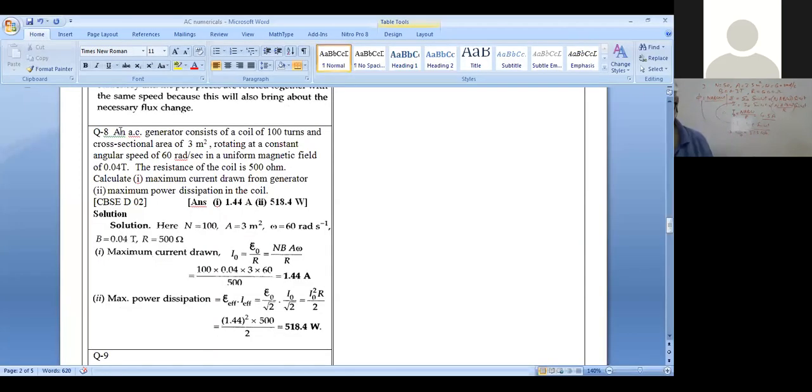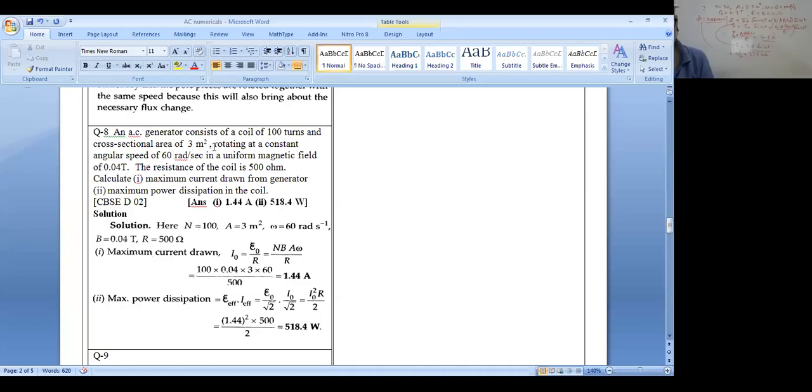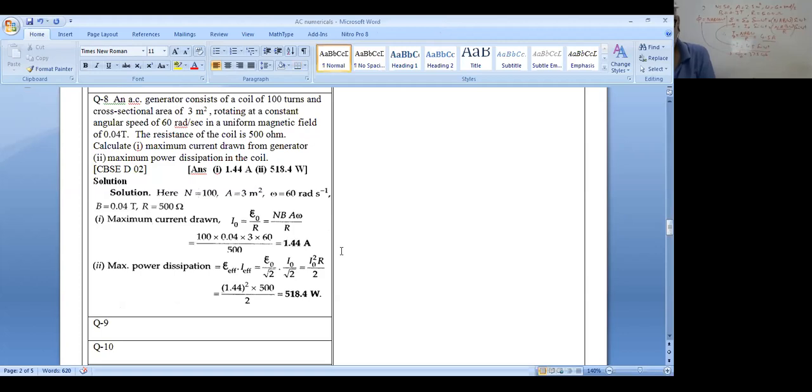In question 8, an AC generator consists of 100 turns with cross-sectional area 3 meter square, rotating at a constant angular speed of 60 in a uniform magnetic field. Resistance is given. Find the maximum current drawn from the generator and the maximum power transmission. As in the previous question, we can easily find the maximum current. We can find the RMS current also, and the instantaneous current, as in the previous case.